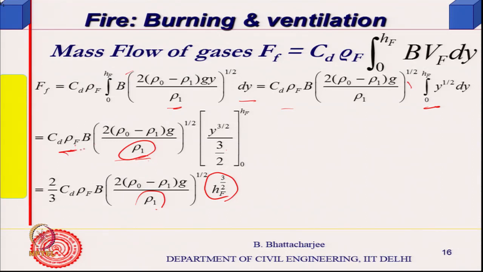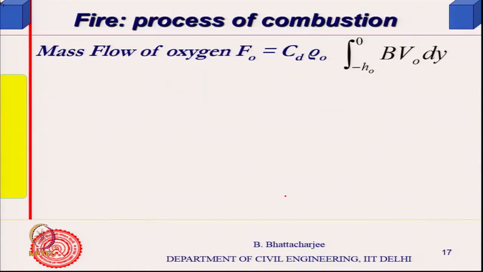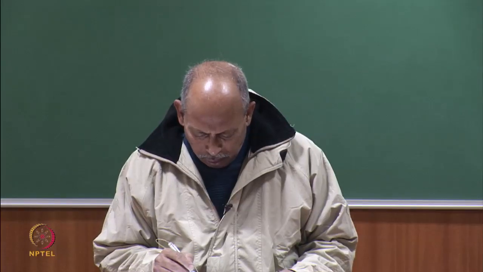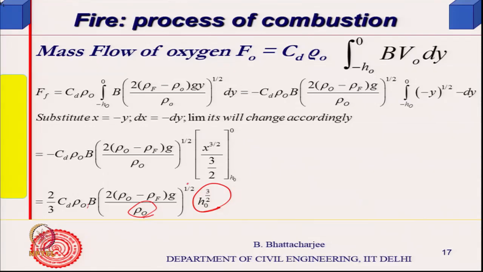So, rho f, and this rho f will come here; the final expression turns out to be something like this. In both these cases, h 0 to the power 3 by 2, and there it was h f to the power 3 by 2, and rho 0 to the power half and rho 0. So, when I take the ratio, many of these things will cancel out.